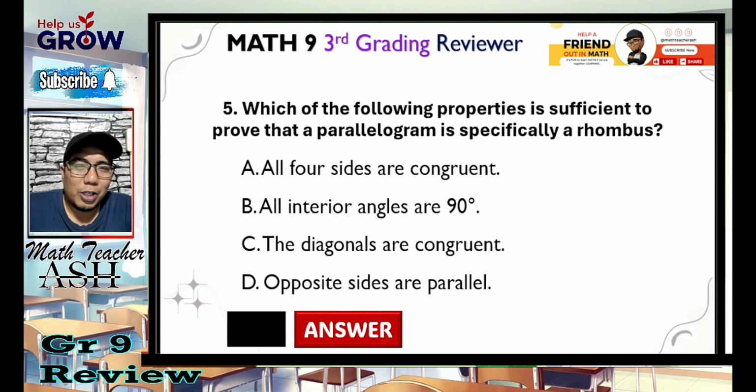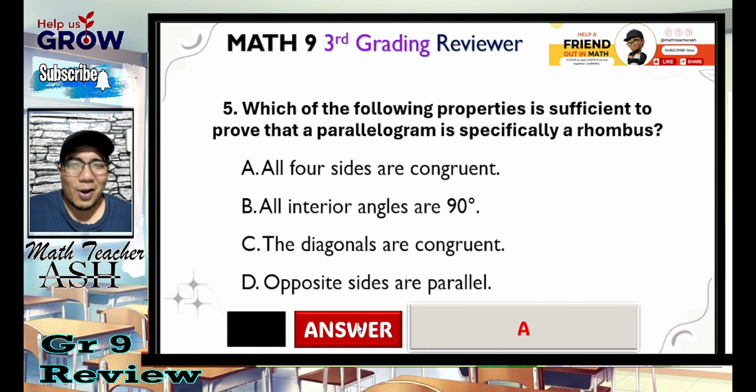Alright, my dear math learners, one unique property of a rhombus. A rhombus is a kind of parallelogram. But when a parallelogram becomes a rhombus, one unique property is that all the sides are congruent, meaning its four sides are equal in measurement. So that is letter A, my dear math learners. Now let's check whether we are correct. Alright, very easy, my dear math learners. So now let us go to question number 6.